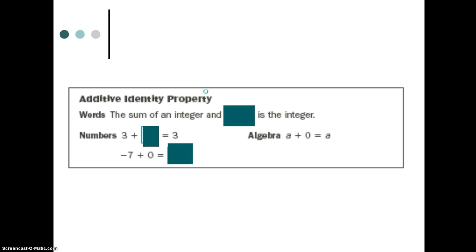The additive identity property says that when I add, or find the sum of, an integer and 0, the answer is always that integer. Think about it. What's 3 plus 0? 3. So what's negative 7 plus 0? Negative 7. The additive identity is 0. I can take any number, add 0, and you will get back that same number.